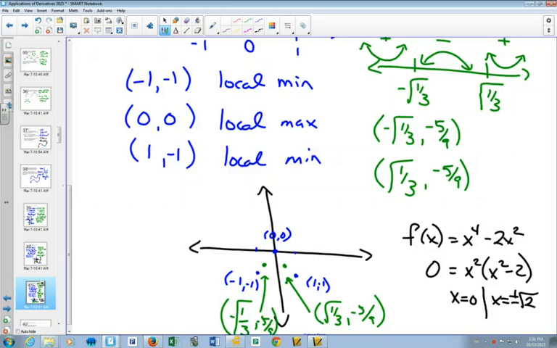So if we wanted to put our x-intercepts on here as well, we would have root 2 comma 0 and negative root 2 comma 0. And when we go to draw our final graph, this part is concave up, this section is concave down, and this section is concave up again. We have a real accurate graph.